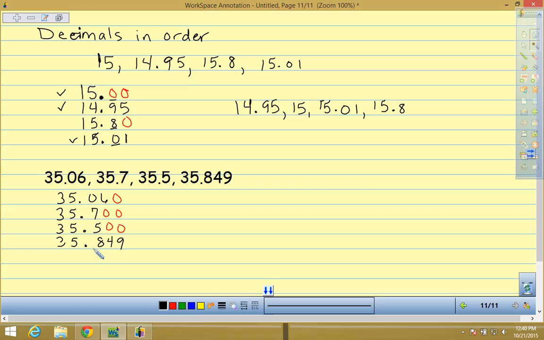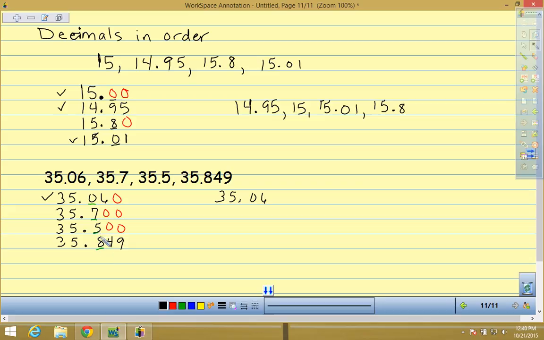Each one of these starts with 35. So first I want to start by looking at the tenths place. And I'm going to order these from least to greatest. What is my smallest number, and in this case the number closest to 35? Yes, sir? 35.07. So the first one I'm going to write is 35 and 600ths.